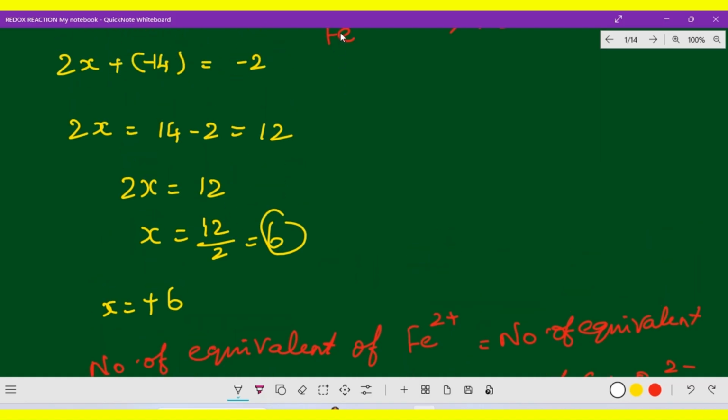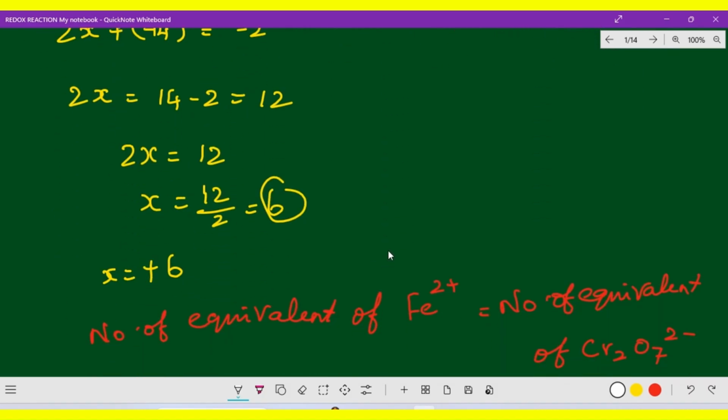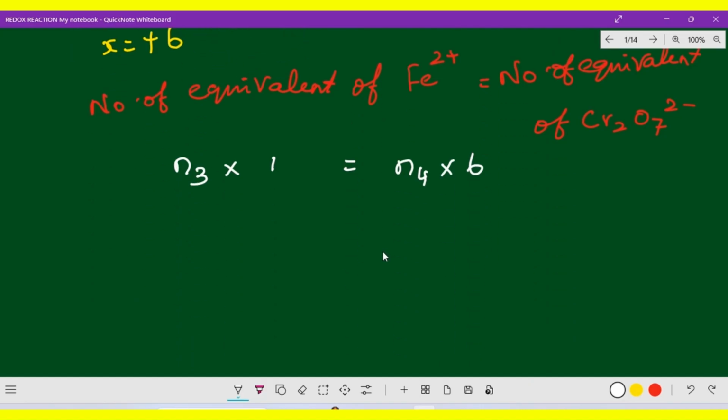Here the n factor we have identified. How many electrons change? 6 electrons. How do we get 6? Here there are 2 Cr, and per atom it is 3, so 2 threes are 6. The same way, here we multiply with 6 electrons, and for Fe2 plus we multiply with 1 electron. We have already mentioned this in many previous videos. Okay, now let us go for the ratio of the moles.